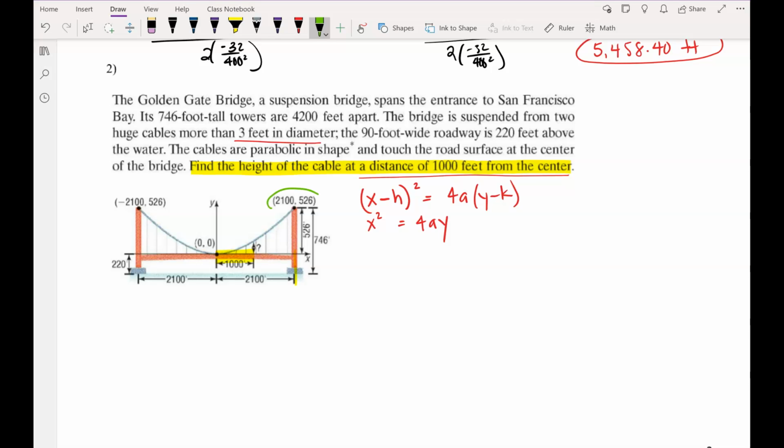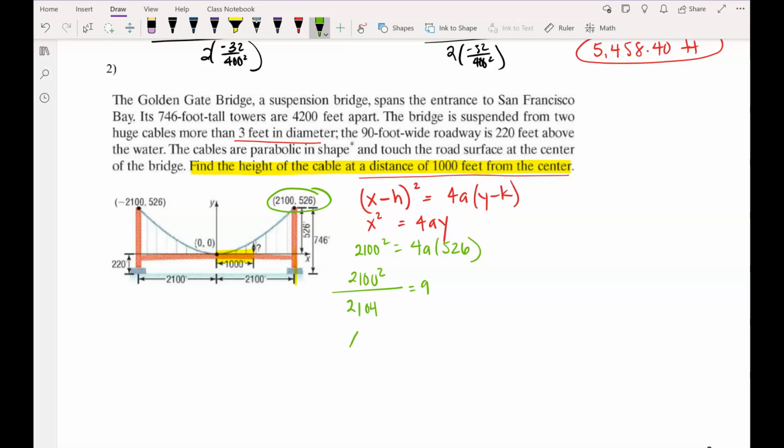We are going to use this ordered pair right there because that ordered pair will be above the bridge. So that's going to be 2100 squared equals 4 times a times 526. Now I'm going to solve for a. So that's going to be 2100 squared all over 4 times 526. That's going to give me 2104. That's my a value.